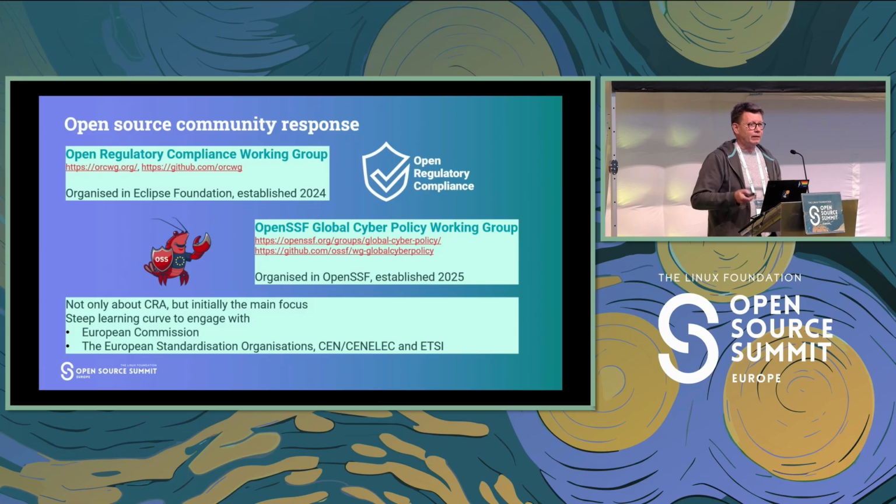So how did we actually then get our act together as an open source community? We have now two groups. One is the one that I'm co-chairing. It's the Eclipse's Open Regulatory Compliance Working Group. The other one is Linux Foundation's OpenSSF's Global Cyber Policy Working Group. So these two are communities that gather open source people together and are actively influencing both the standardization and the Commission work, and helping open source community to get their hands around this. Both groups don't limit themselves to the CRA, but obviously CRA is currently the number one focus that they have.